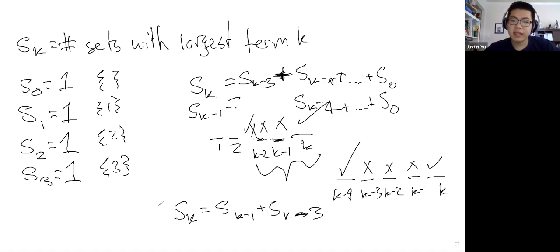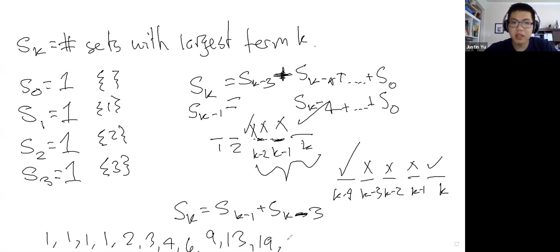So it turns out that, let's just take this recursion on faith. We go 1, 1, 1, 1, then 2, 3, 4, 6, 9, 13, 19, 28, 41. And when we add them all up, we get 129. Neato.